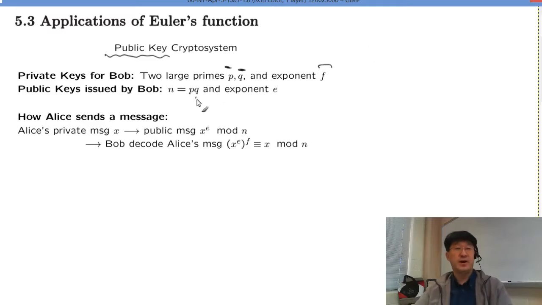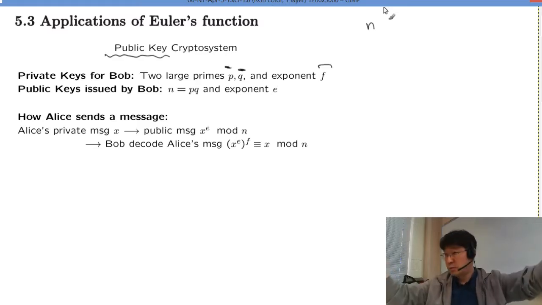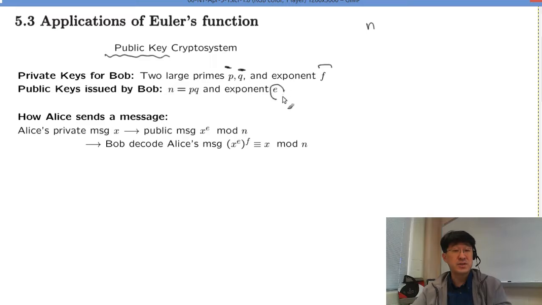Now Bob multiplies P and Q and calls that N, a few thousand digit number, or 10,000 digit number. You publish it. The world knows what N is now. And he announces this E. We don't know what that is, but it's going to be an exponent in our modular congruence calculation. So Bob published this. I give you N and E, and this is how you're going to send me a message. The world knows N and E.